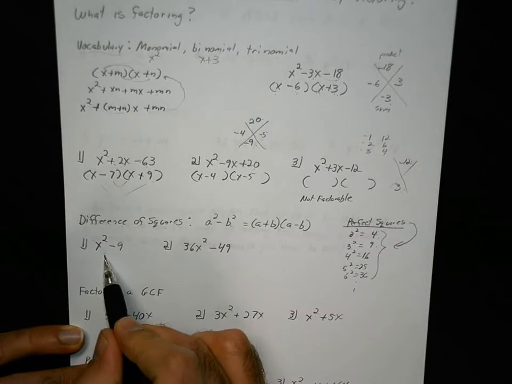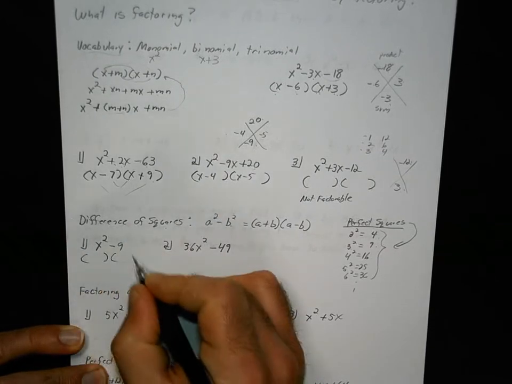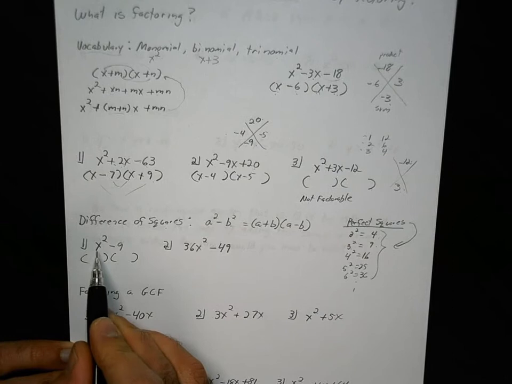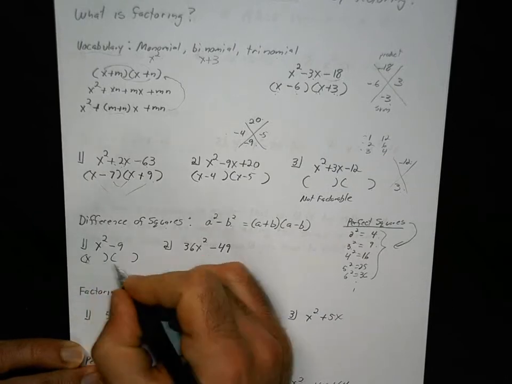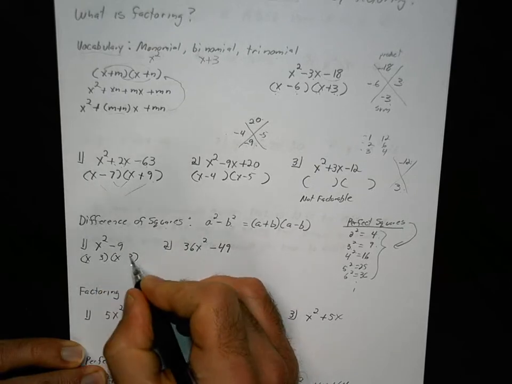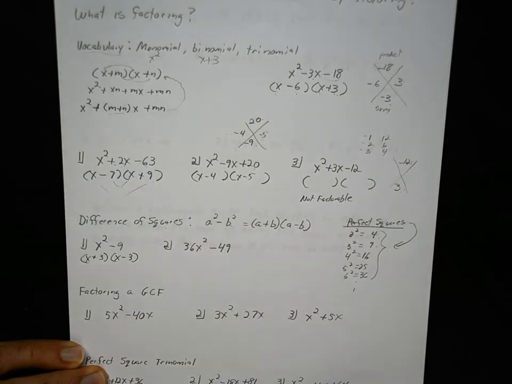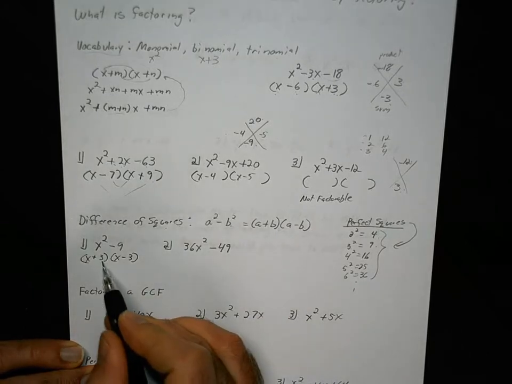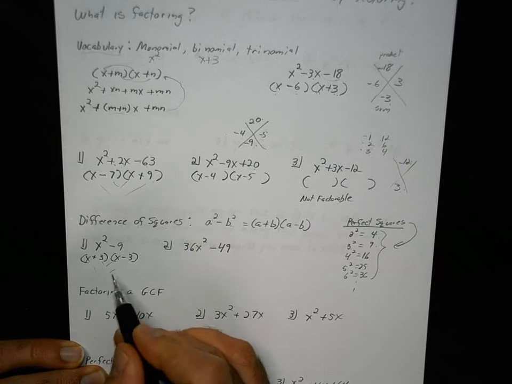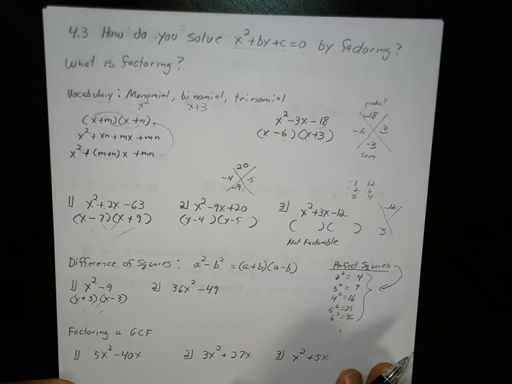So if I look at this, I can factor that by noticing that this is an x squared. What do I square to get x squared? I square x. What do I square to get 9? I square 3. And then one's a plus, one's a minus. Okay, if I multiply that out, you notice the inside terms and the outside terms basically cancel out. So the bx part of it is 0, goes away.